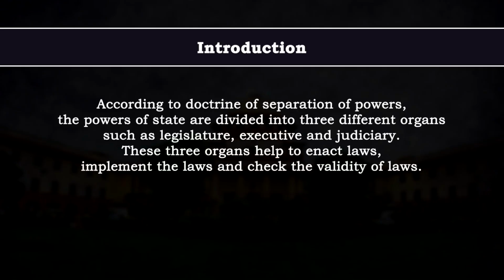India is a federal democratic country where the doctrine of separation of powers is followed for its efficient administration. According to the doctrine of separation of powers, the powers of state are divided into three different organs such as legislature, executive and judiciary. These three organs help to enact laws, implement laws and check the validity of laws.